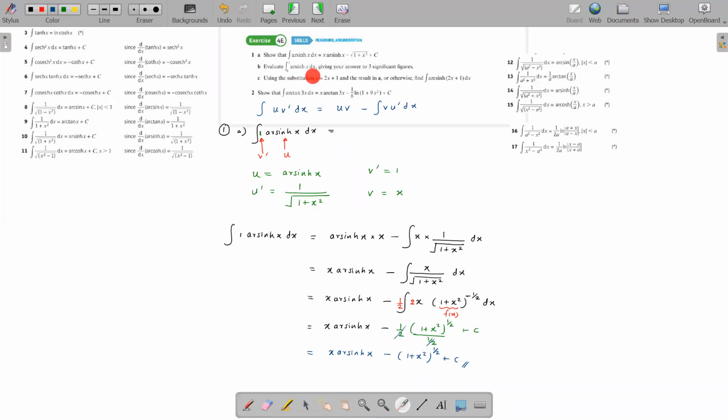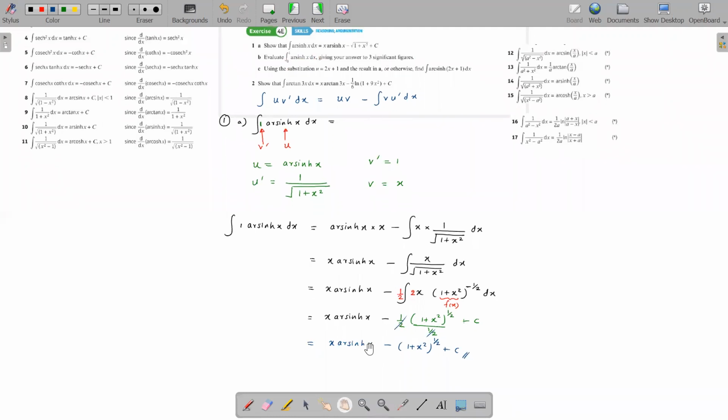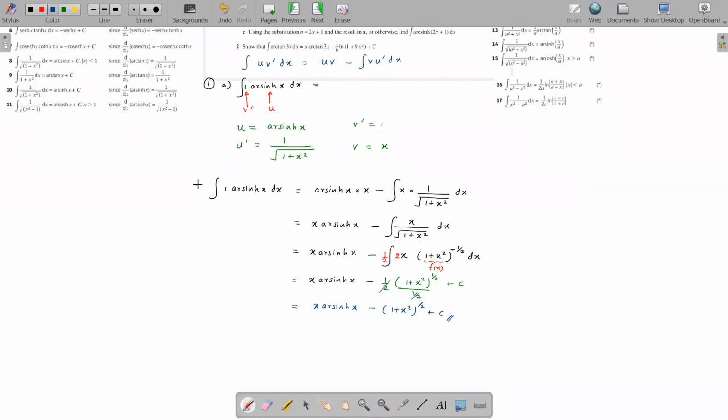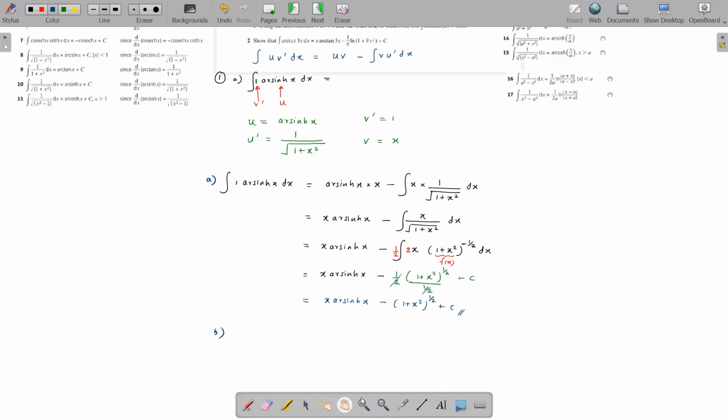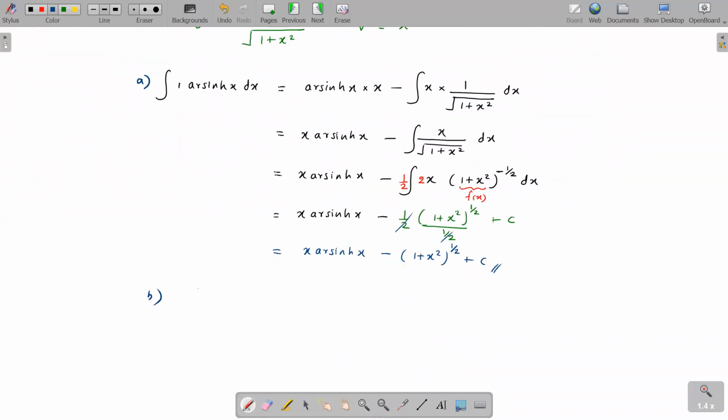Evaluate the integral of arcsin x dx from 0 to 1, giving your answer to three significant figures. So the same thing, they have just given us limits. The limits are from 0 to 1. Input the limits from 0 to 1.